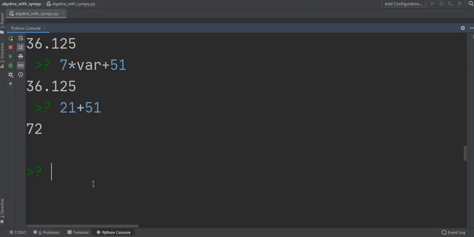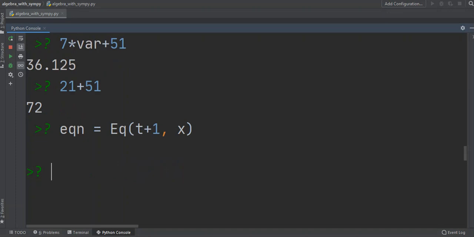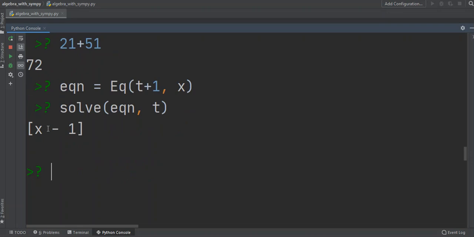So if we wanted to make our variable eqn equal Eq, t plus 1 comma x, so now we have this equation with a t and an x. When we do solve of eqn, you just do one more thing. You do comma, and then whichever variable you want to solve for. So if you're solving for t, you will see that the answer is x minus 1. That makes sense. t plus 1 equals x. So if you subtract 1 from both sides, you'd end up with t equals x minus 1.